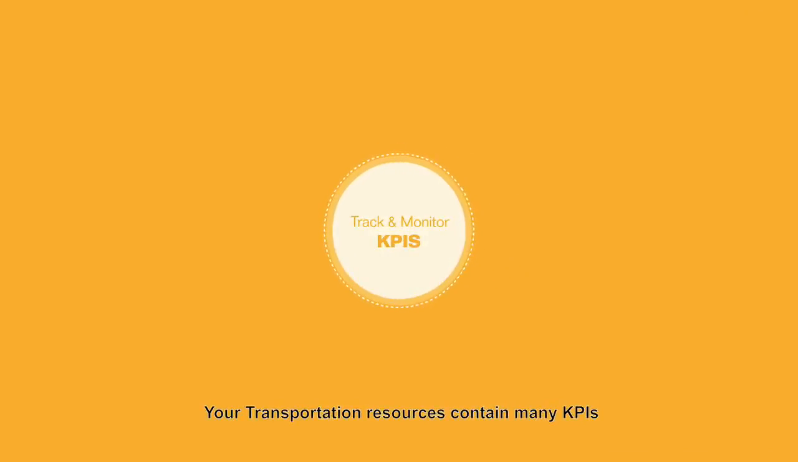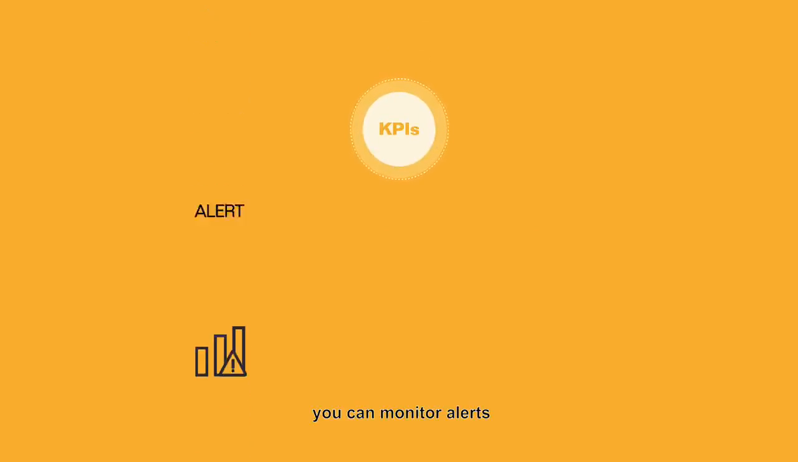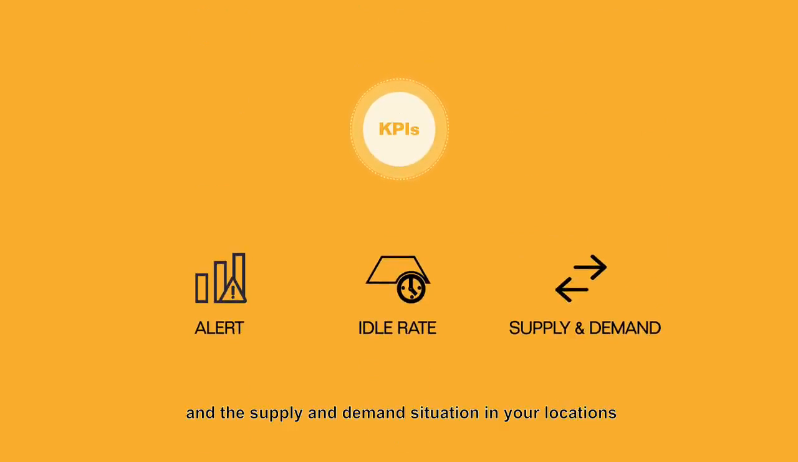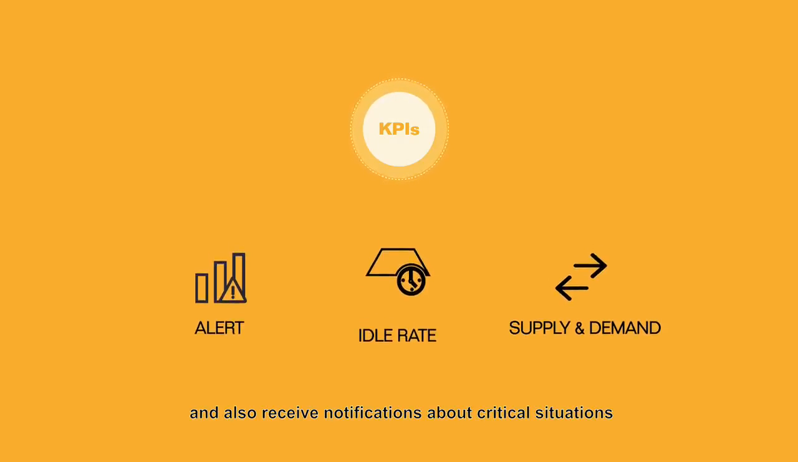Your transportation resources contain many KPIs. Can I monitor resource-related KPIs? Yes, you can. In the Home Work Center, you can monitor alerts, idle rates, and the supply and demand situation in your locations, and also receive notifications about critical situations.